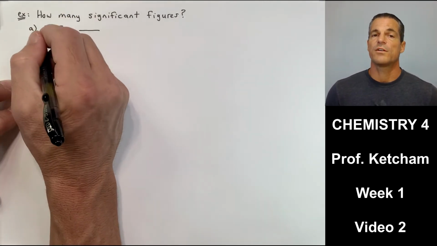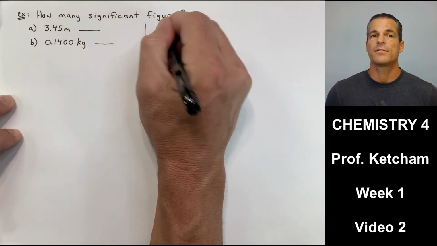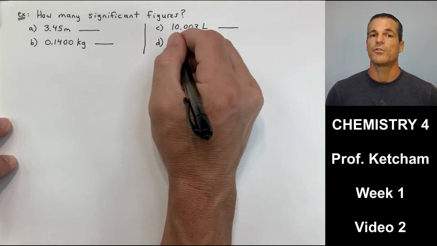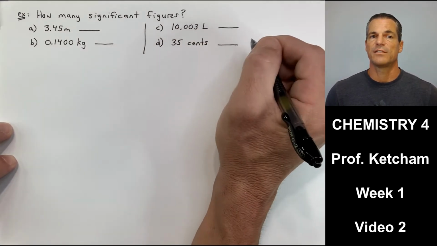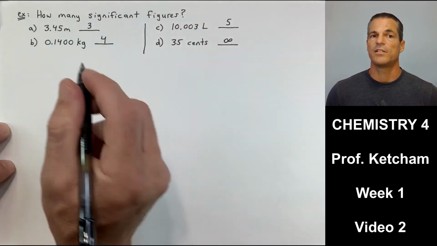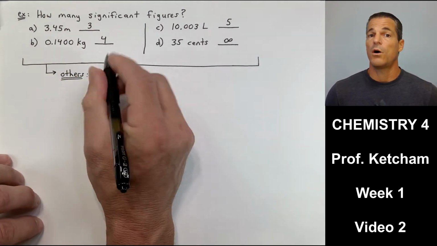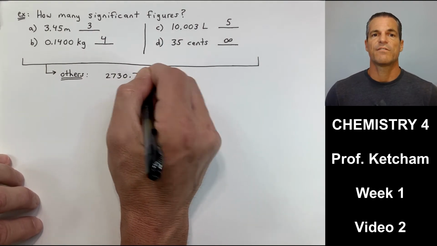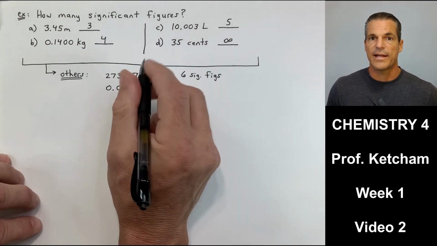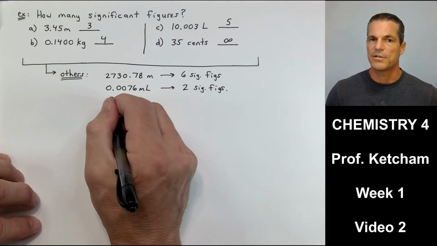How many significant figures are in the following measurements? A, 3.45 meters, B, 0.1400 kilograms, C, 10.003 liters, and D, 35 cents. Well, A is 3 sig figs, B 4 sig figs because we have trailing zeros in a decimal, C 10.003 liters, those are all inclusive zeros, 5 sig figs. 35 cents, you can actually count the pennies or the nickels and dimes, whatever it adds up to. Infinite number of sig figs. D, 35 cents, is a counted number, not a measurement.